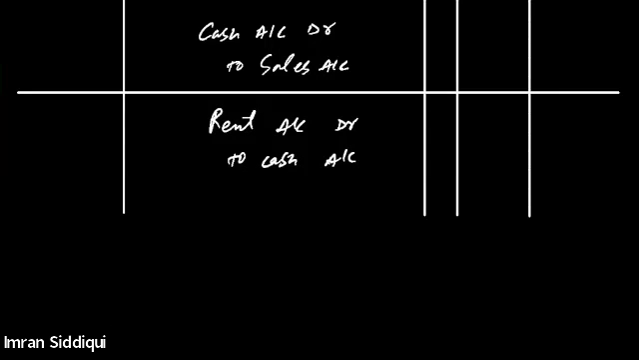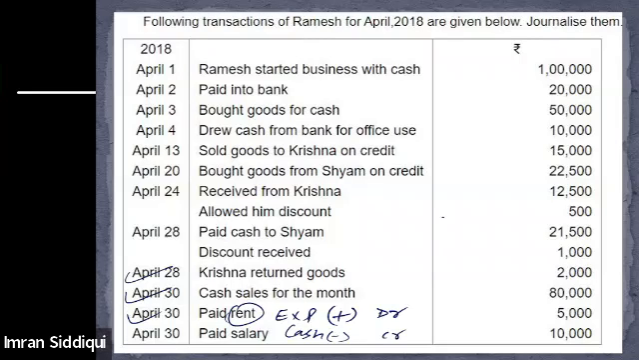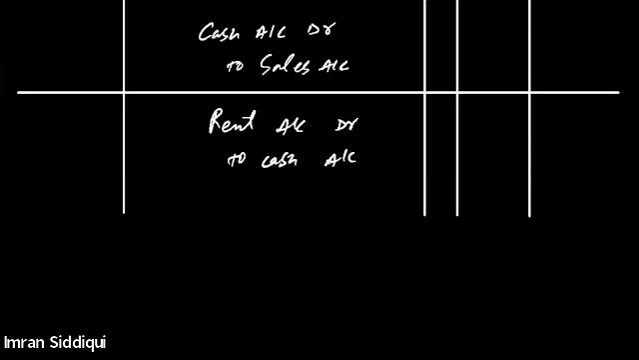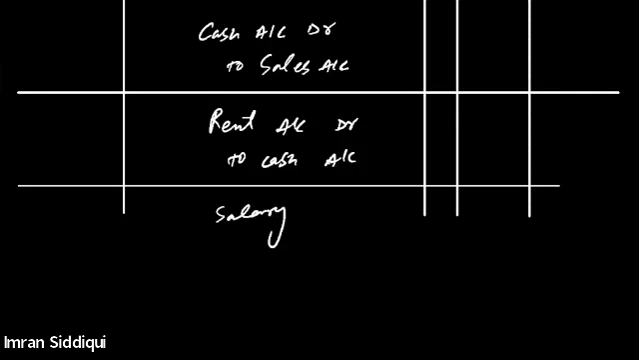Then the next transaction is paid salary. Obviously, paying salary, so the journal entry for this will also be similar. Salary account debited to cash account. Salary account debit to cash.